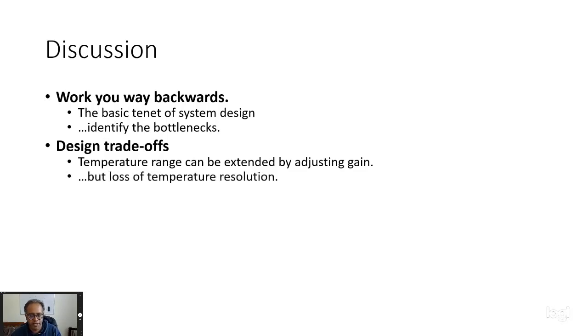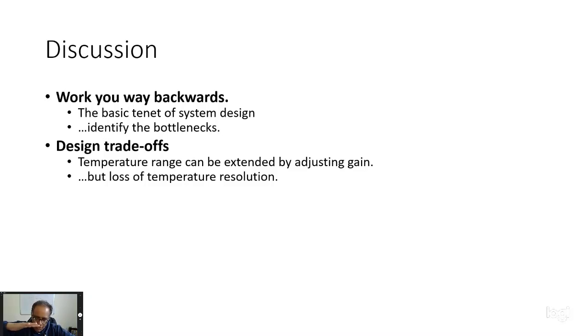But this also means that you could have a loss in the temperature resolution. For instance, if you want to measure up to 50 degrees Celsius or maybe even 100 degrees Celsius, you will have to make sure that that 100 degree range is within those 1024 values. That means that you have to bring down the gain.